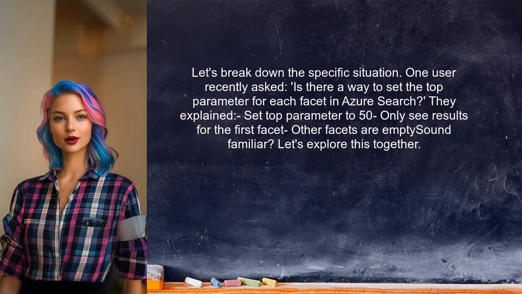Let's break down the specific situation. One user recently asked, is there a way to set the top parameter for each facet in Azure Search? They explained that after setting the top parameter to 50, they only see results for the first facet, leaving other facets empty. Sound familiar? Let's explore this together.